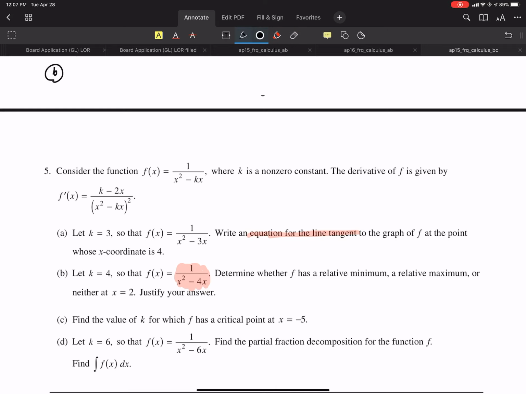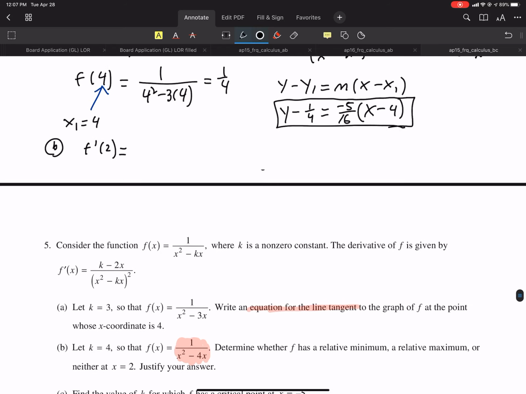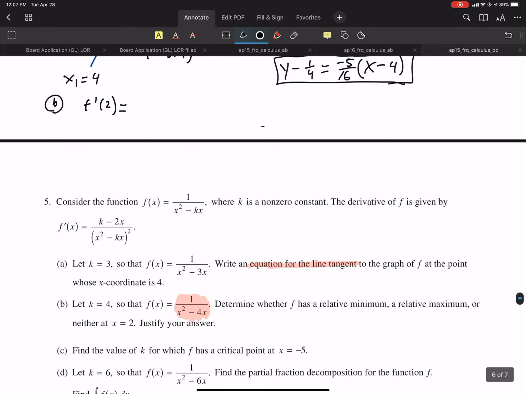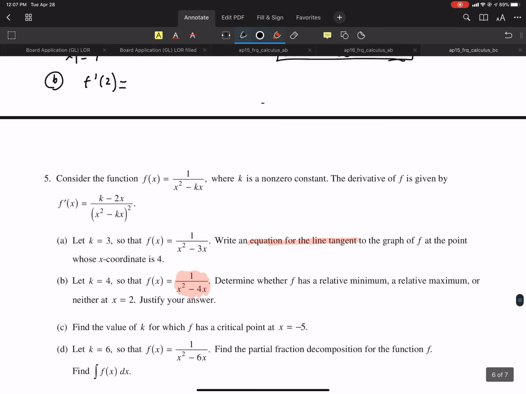First of all, we need to make sure there's a critical point at 2, because if there's not, then we're done. There is no relative max or min. So we want to find f prime at 2. Well, we found f prime earlier. Actually, the f prime will be different because k is 4. So take this formula and replace these k's with 4s and the x's here with 2s. So we should get something like this, 4 minus 2 times 2.